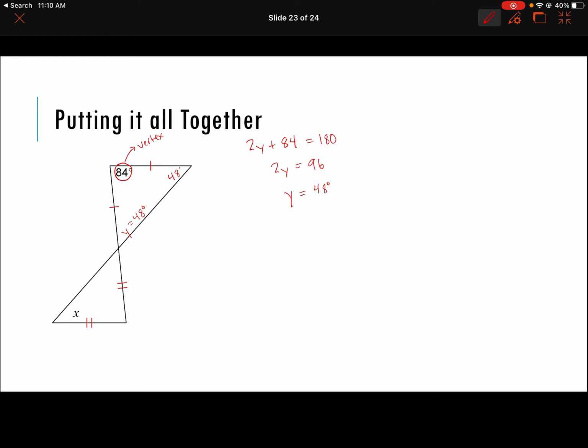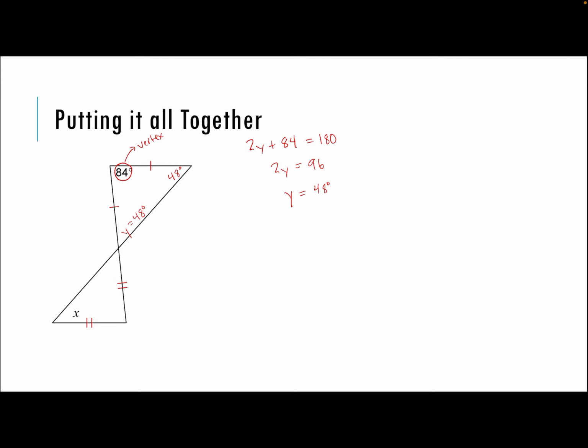So we get 48 degrees for both. Now, something that has nothing to do necessarily with triangles is that here we have some vertical angles. And remember, vertical angles are congruent, so this angle is also 48. So now if we're going to find x, then x also has to be 48 because it's across from one of the sides that are congruent to each other. So we know x is also 48 degrees.